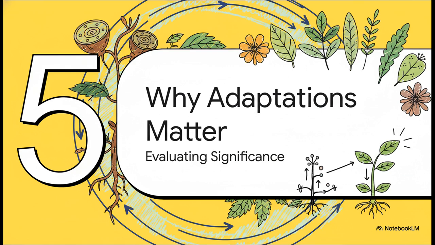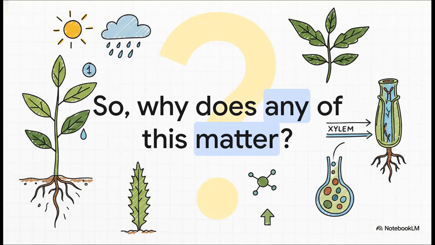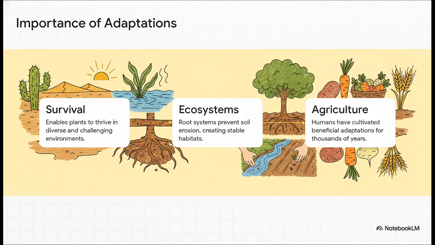Okay, so we've seen the basic parts, and we've seen some of these really clever adaptations. So now it's time to evaluate the big question here. Why does any of this matter? Let's zoom out and consider the significance of all this. So really, after all these details about taproots and tubers and tendrils, so what? Why is it so important to understand plant adaptation? Well, it matters for three huge reasons.